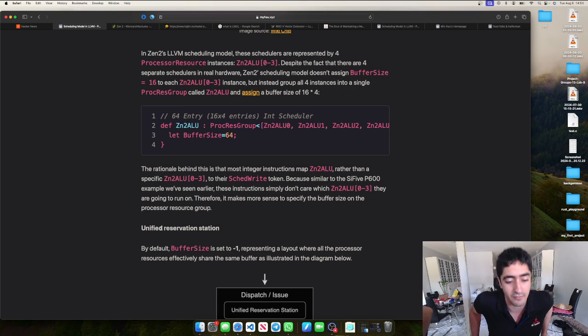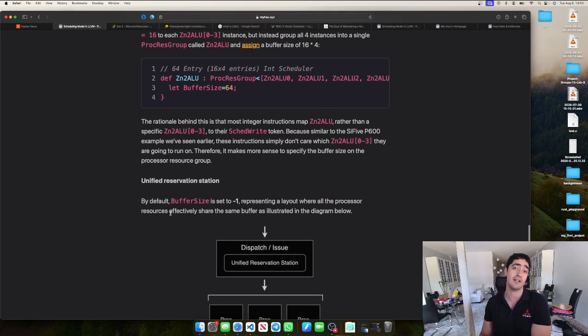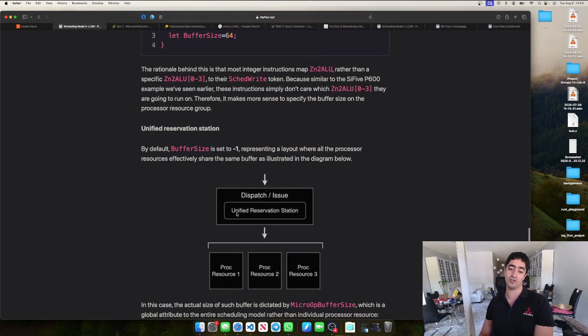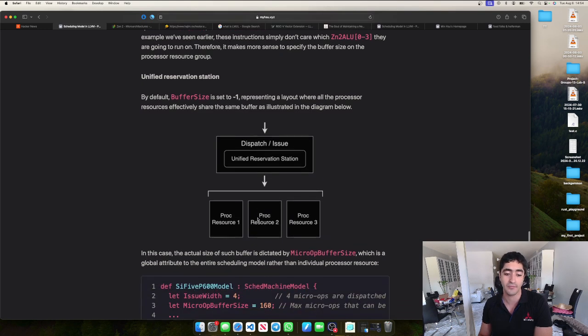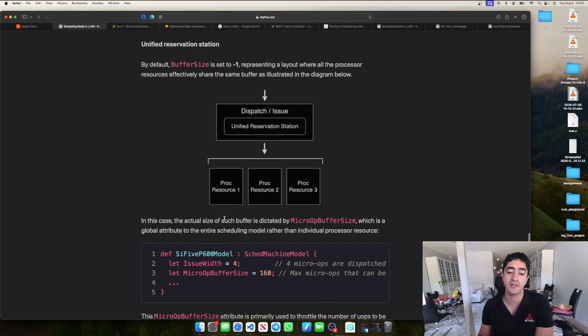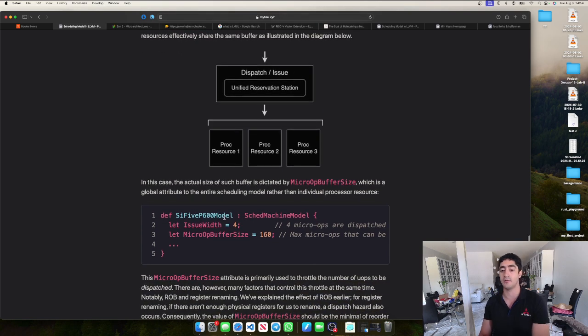By default, buffer size is set to -1, representing a layout where all the processor resources effectively share the same buffer, as illustrated in the diagram below. Dispatch, issue, unified reservation station, processor resource 1, processor resource 2, processor resource 3. In this case, the actual size of such buffer is dictated by micro op buffer size, which is a global attribute to the entire scheduling model rather than an individual processor resource.